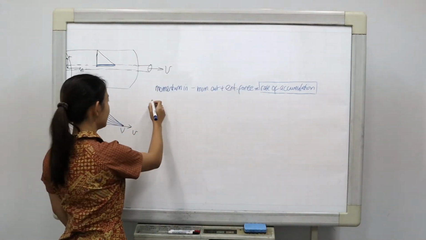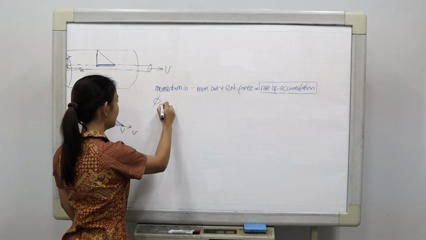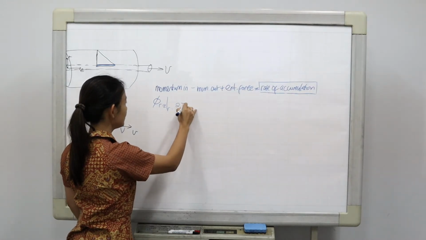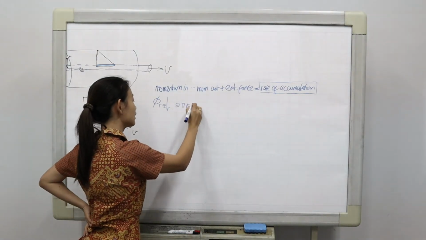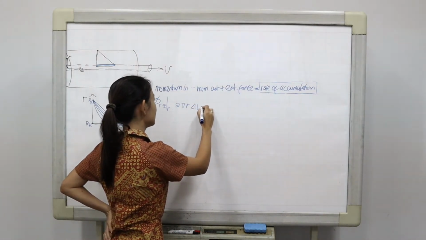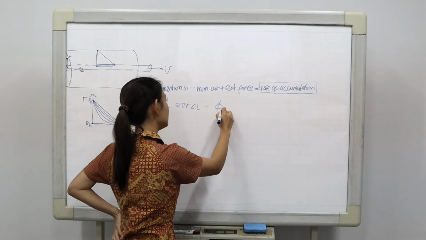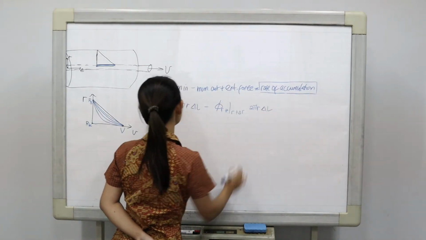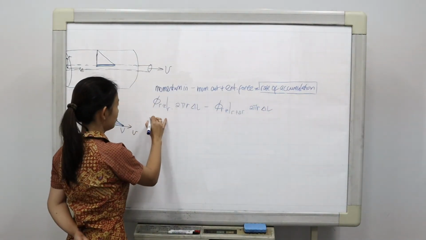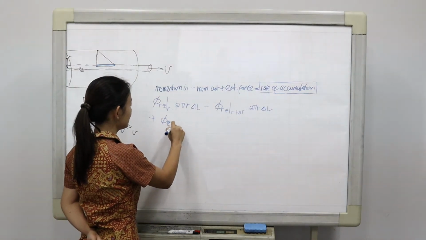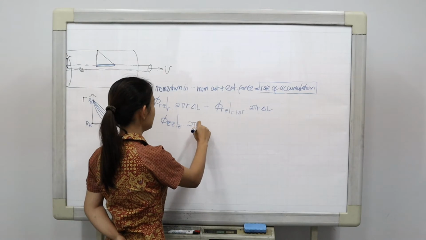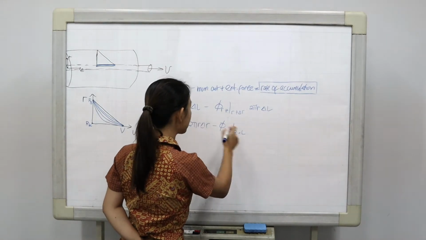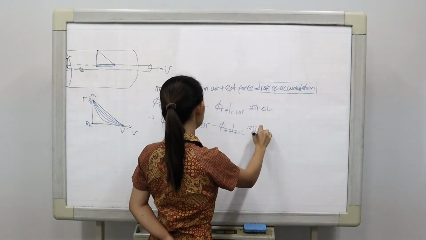The momentum in is vRz at r times 2πr delta L, minus vRz at r plus delta r times 2π(r plus delta r) delta L, plus vZz at z times 2πr delta r, minus vZz at z equal to L times 2πr delta r.